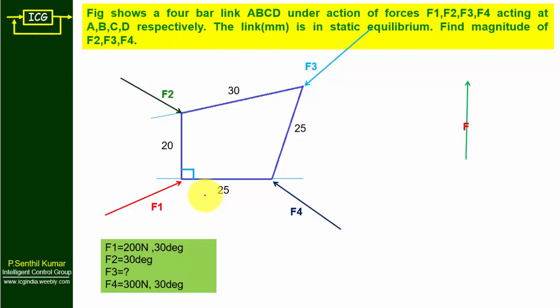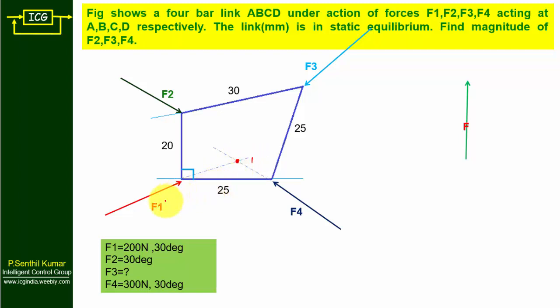So step number 1, extend the line of action of F1. So this is called line of action. Just extend the line of F1. Similarly, extend the line of action of F4. So both will cut at a point. Mark this point as 1.